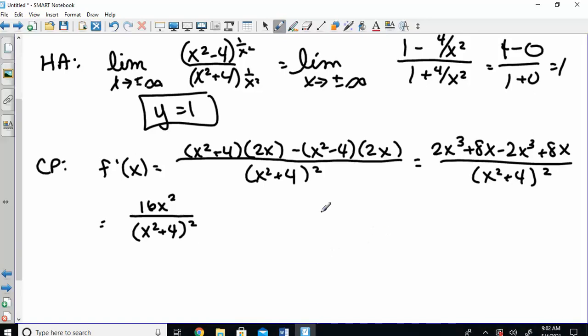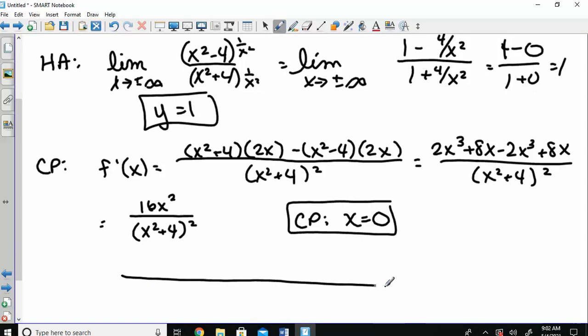Okay, so critical points, what would make it 0 or undefined? We know it's not undefined. We already checked that when we did the asymptote. What would make this thing equal 0? Yeah, the only thing that makes the top 0 is 0. So then we have to find increasing, decreasing, maximums, and minimums.